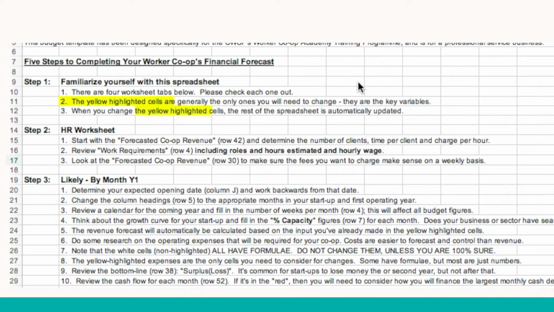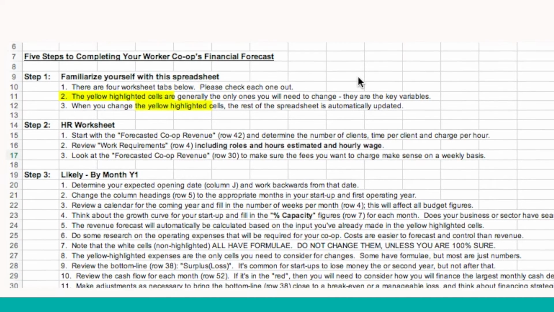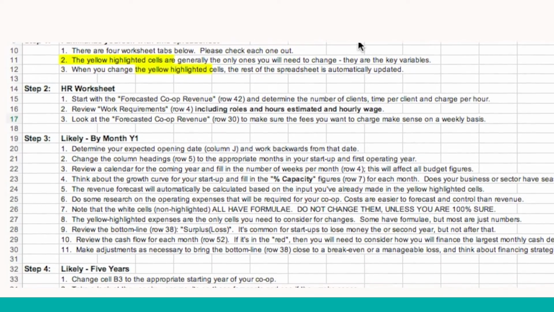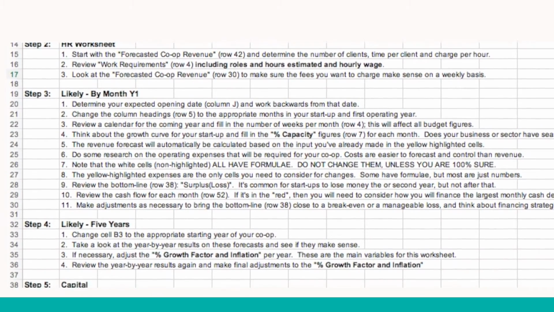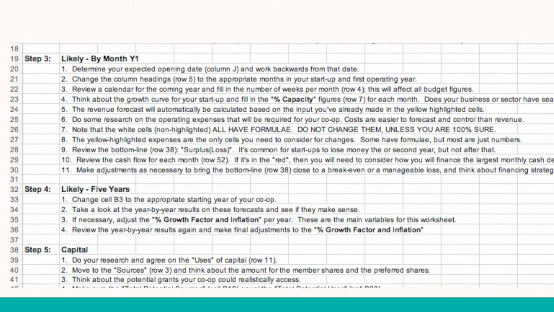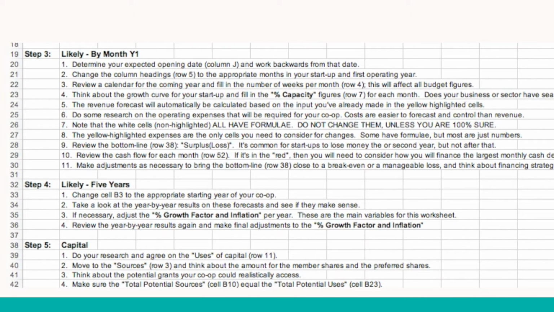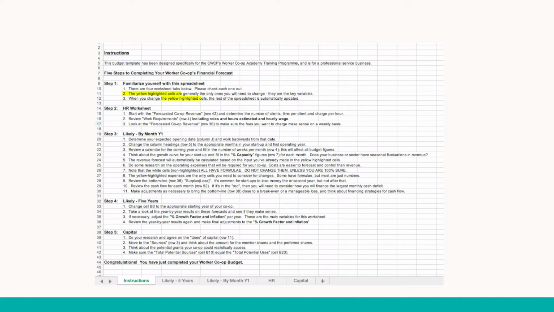So there's 5 steps. Step 1, we just talked about, and fill in those yellow cells. Step 2, look at the HR worksheet. Step 3, the likely case by month, and you're going to create your cash flow from the first year of operation and make sure that you're going to be okay with cash flow. Step 4 is the likely case for 5 years, and then step 5 is capital, determining the startup capital for your business. So let's look at the HR worksheet.